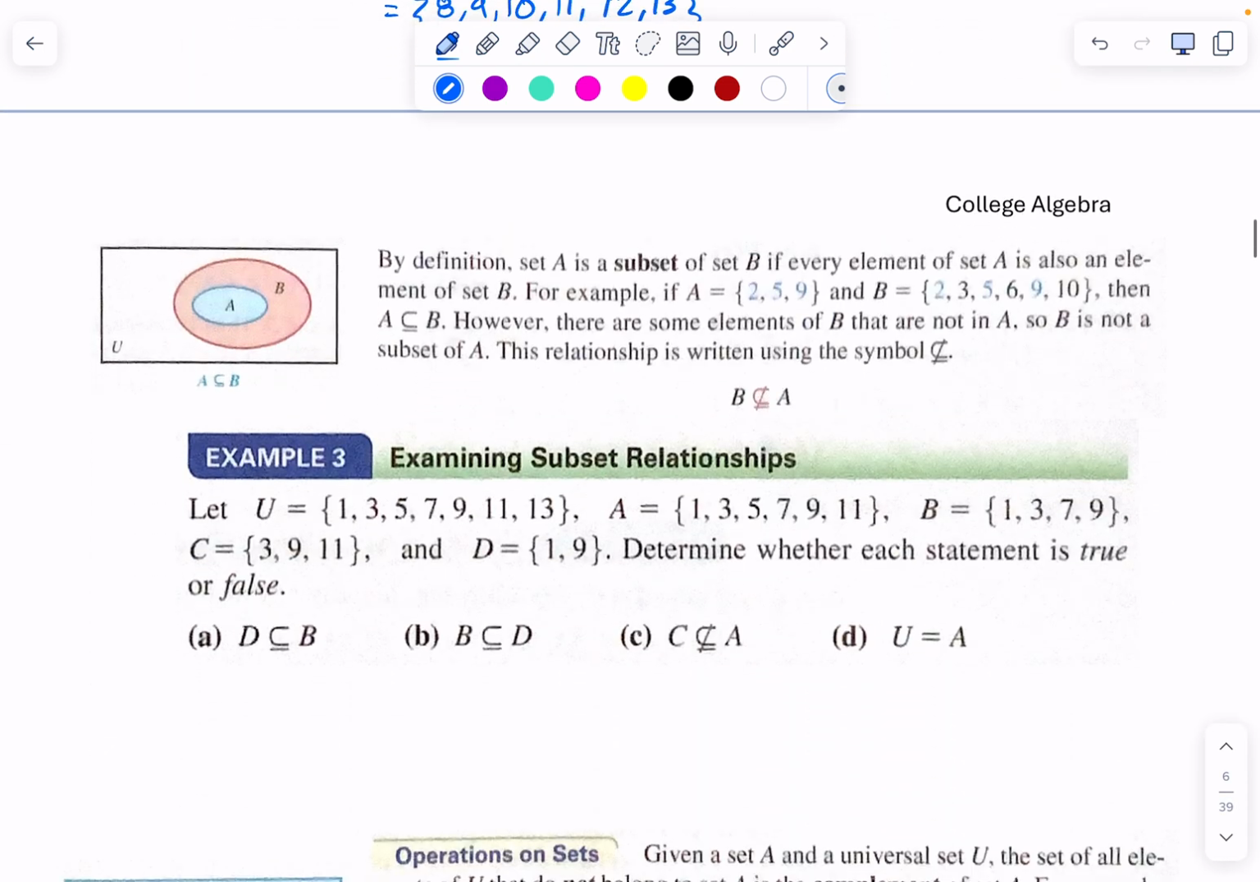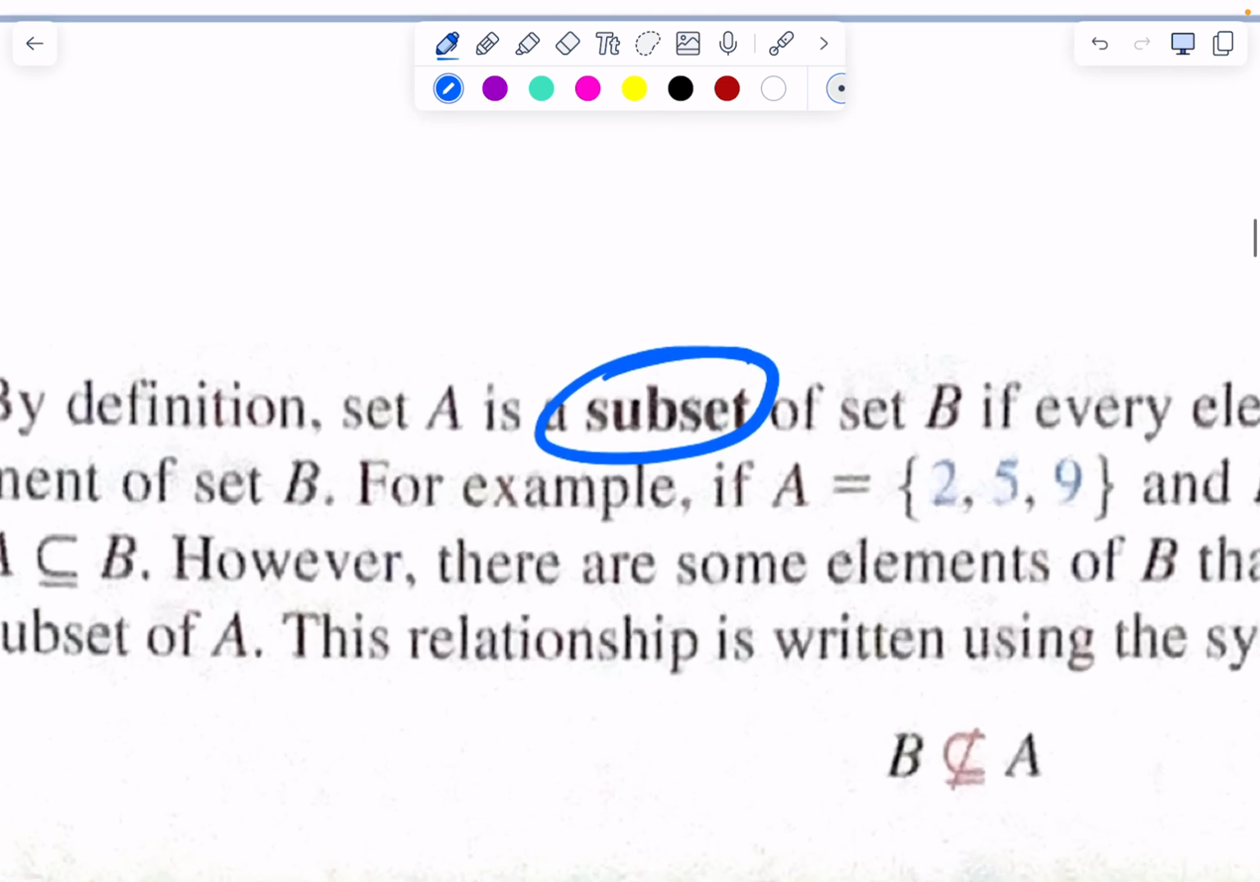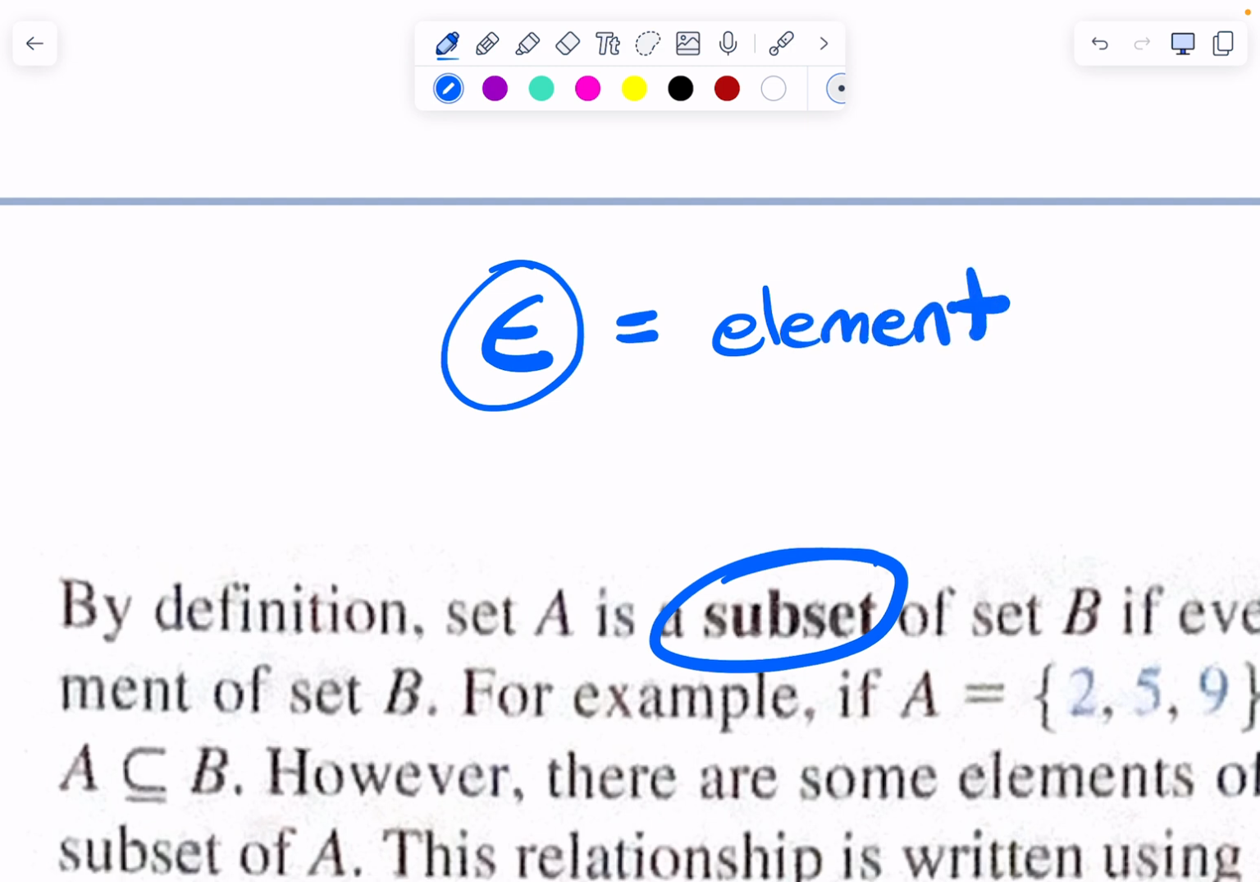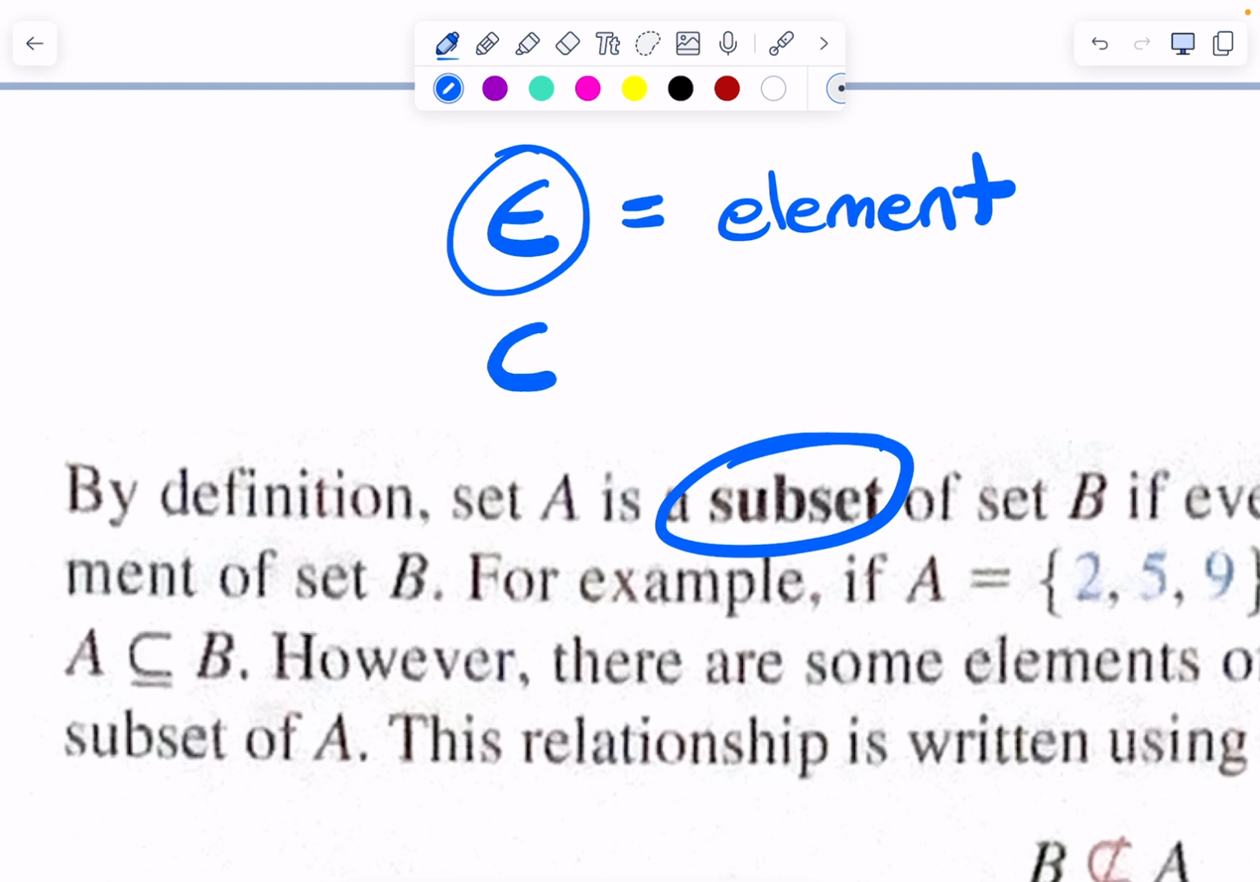Okay, now they're going to talk about subsets. So we had this notation right here. What does this thing mean? What does this little e mean? Element. So they're saying like 10 is an element of that set, right? Okay. Now we have this thing going on. It looks like a little C and a line underneath it. And that means subset. Okay?